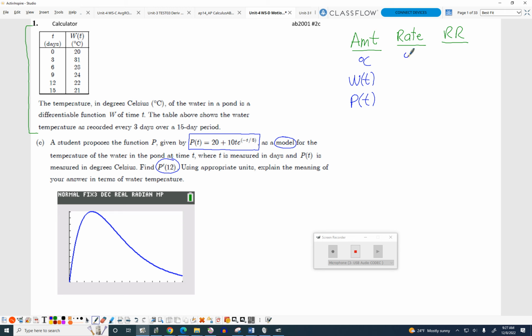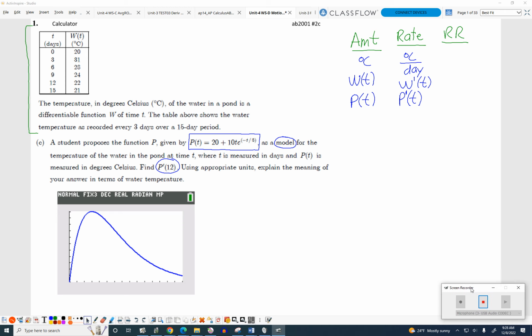So we have this. And we've got P prime here. We could also put W prime here. So we're supposed to find P prime of 12. We have a formula for P. So the way we do that is we just find a derivative. Now it's the written portion of the test, so we have to write things down properly. So please write on your paper.